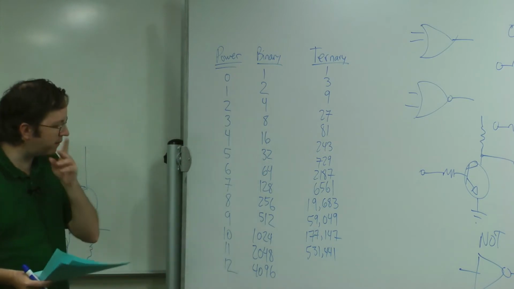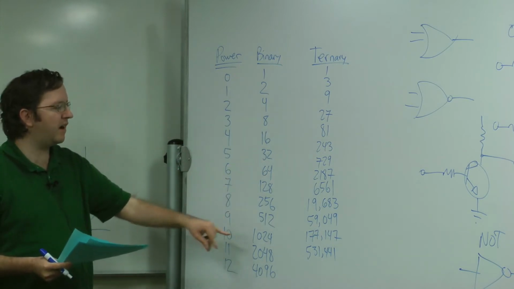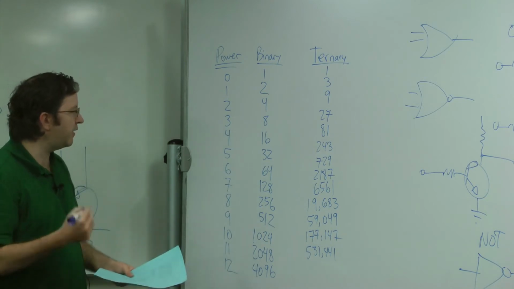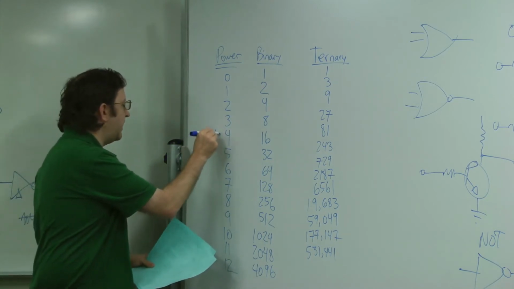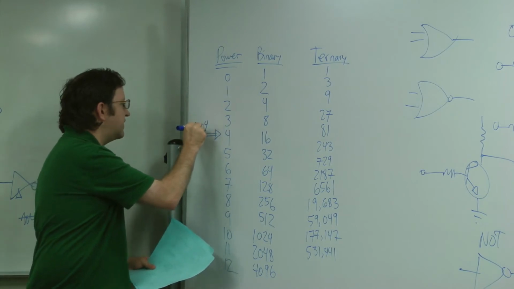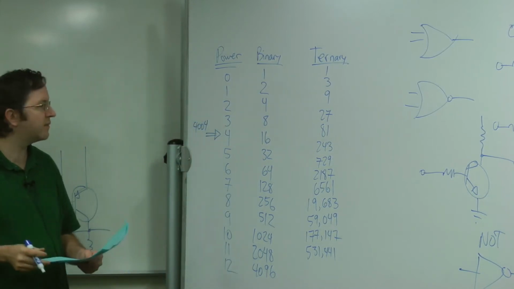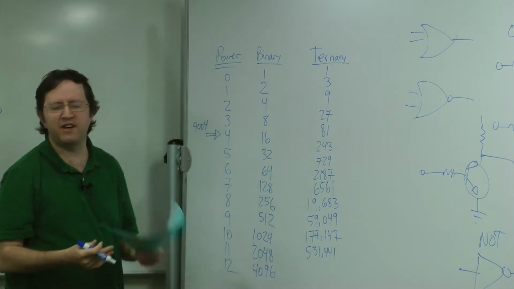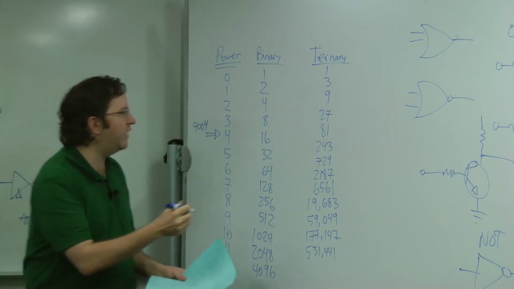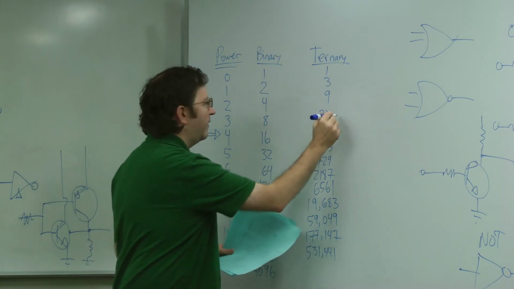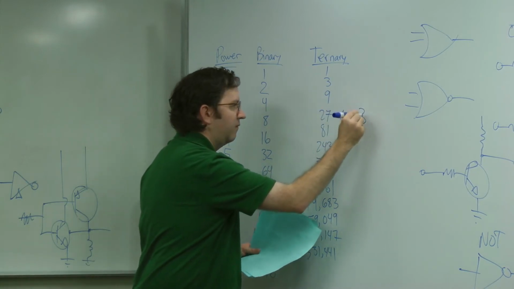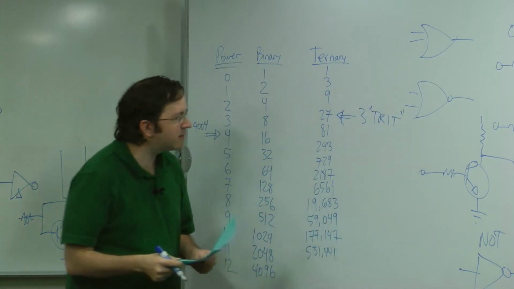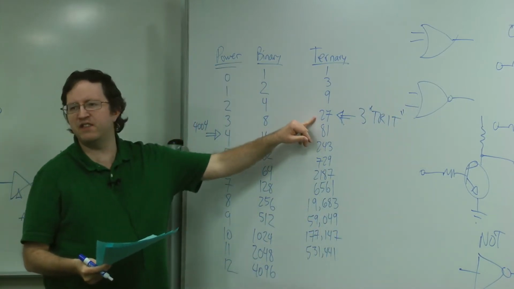Ternary, on the other hand, grows at a bit faster of a rate. So, for example, if we looked at Intel's first microprocessor, which is 4 bits, we could see that that gives us 16 possible instructions. Whereas with ternary, if we were to look at 3 trits, we could see that we have 27 possible.